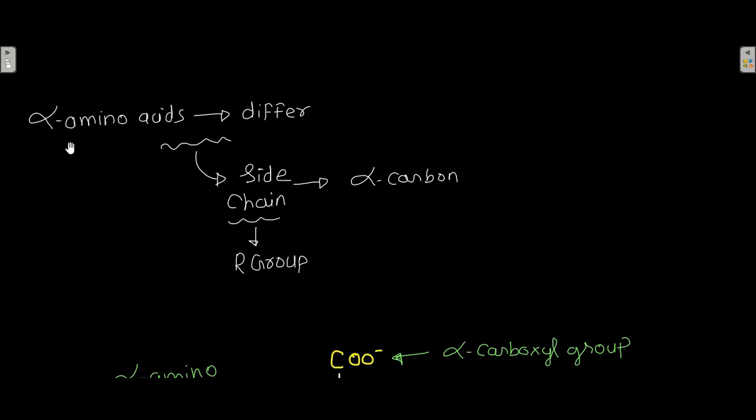Now, the different alpha amino acids have different side chains in them. Okay, alpha amino acids differ in the side chain that is attached to this alpha carbon, and the side chain is also known as the R group. So in different alpha amino acids you will find different side chains or different R groups. Side chain and R group both are the same thing.